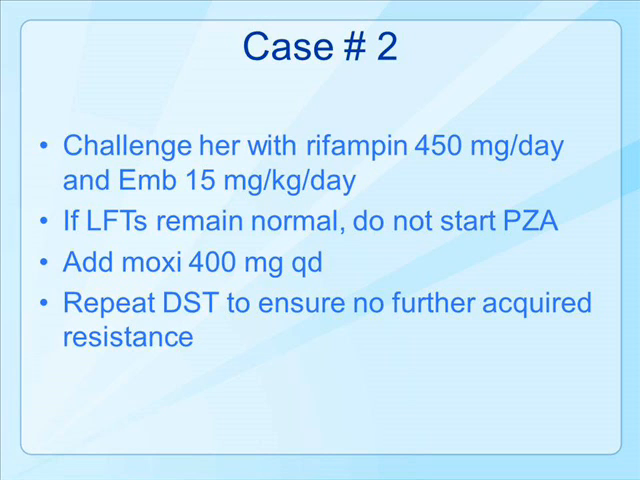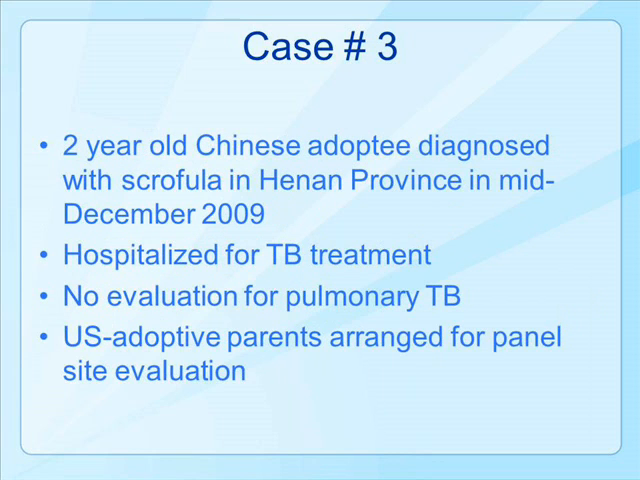The liver function abnormalities appeared to be due to PZA. There was actually quite a bit of back and forth between the consultant and the panel physician, and the patient completed treatment and did well. So there are two examples of the kinds of consultations that our regional training and medical consultation centers are getting from overseas sites. So let me move on to case number 3, which is our adoptee case.